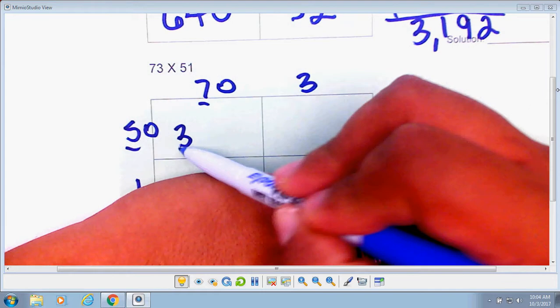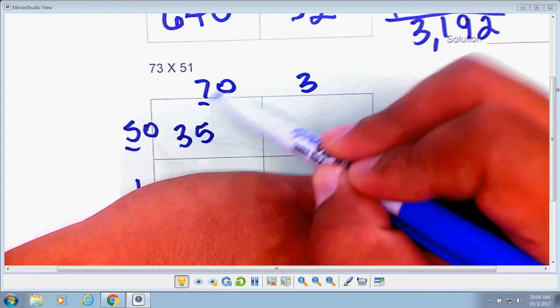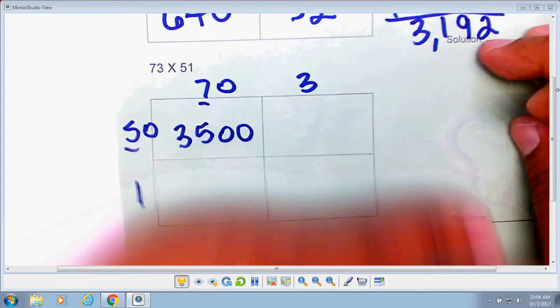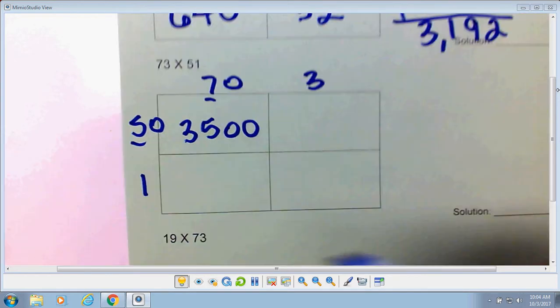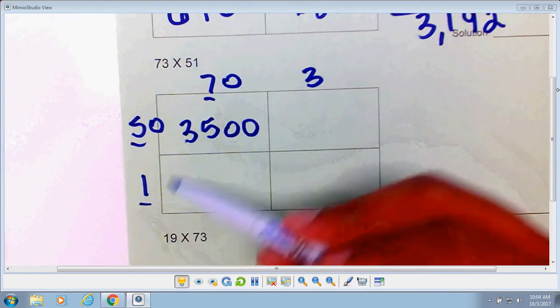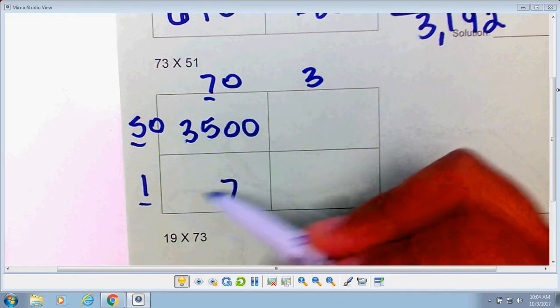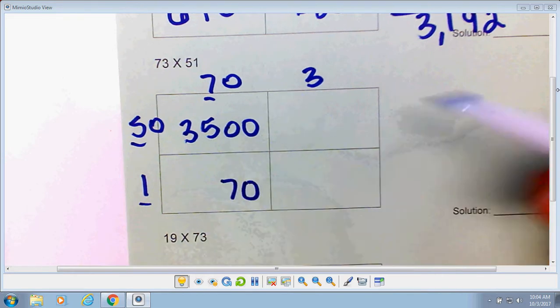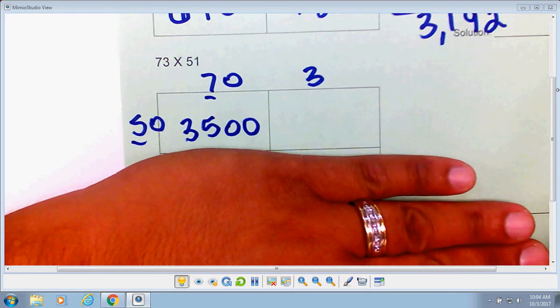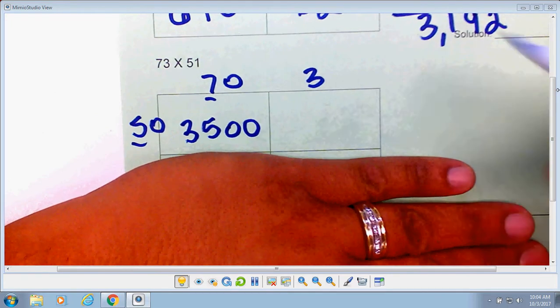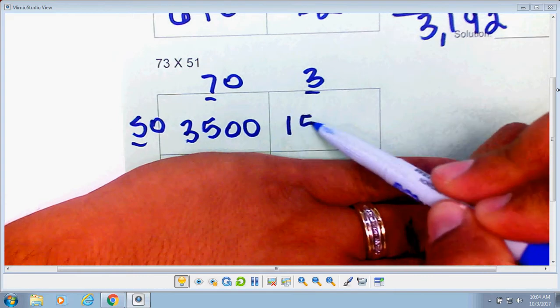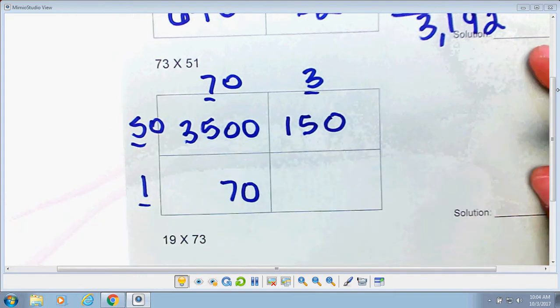7 times 5, 35, add the 2 zeros. And then you can cover that up. 70 times 1 would be, solve the basic fact first. 7 times 1, 7, and then add 1 zero. And you can do the other box. We did 70 times 50, now it's 50 times 3. 5 times 3, 15, add a 0.